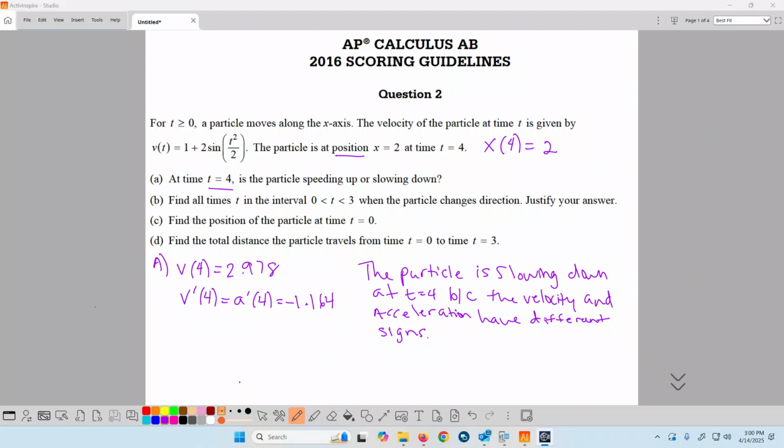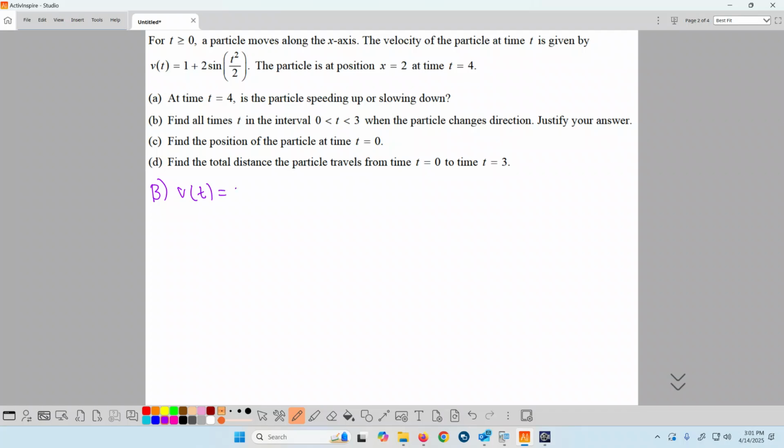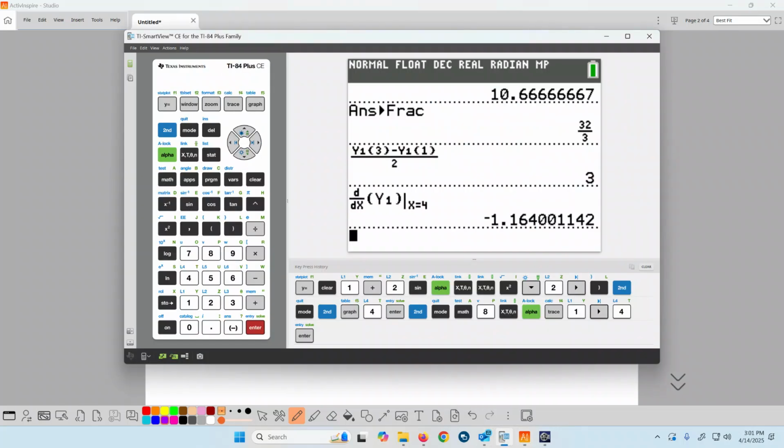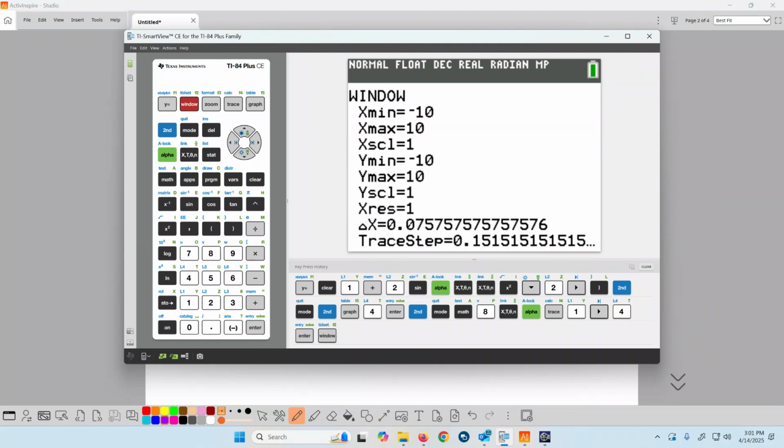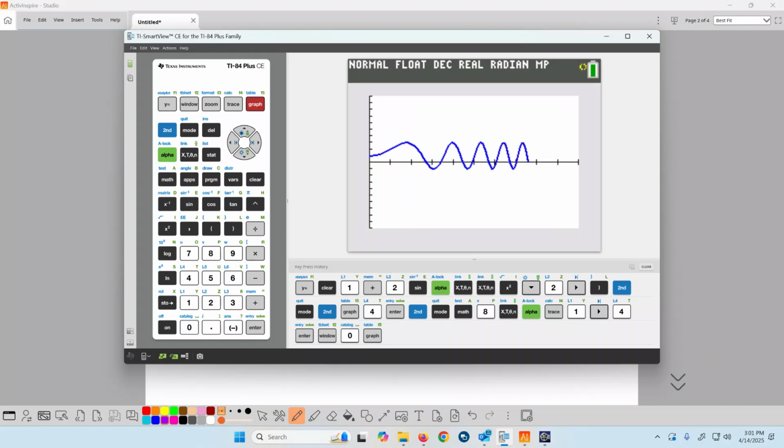Okay, so let's move on to part B. Find all the times on the interval from 0 to 3 when the particle changes directions. Well, that happens when the velocity changes signs. We might want to start by looking at when that velocity is perhaps equal to 0. So that's a good place to start. We have that velocity function already in the calculator. We want only the values where t is greater than 0, so let me go to window here, and I'm just going to put 0 for my x minimum, and let's just take a look.